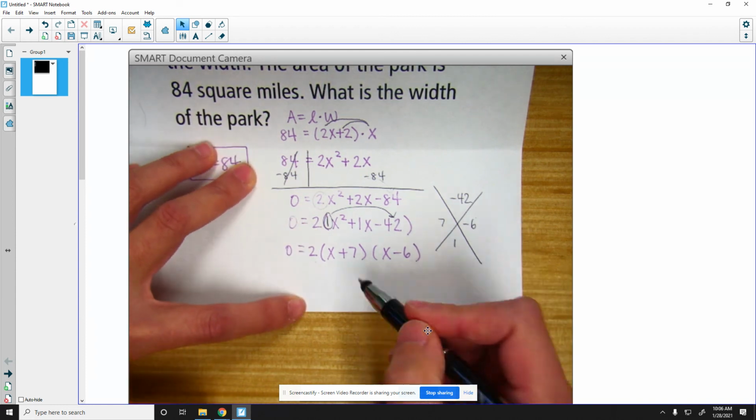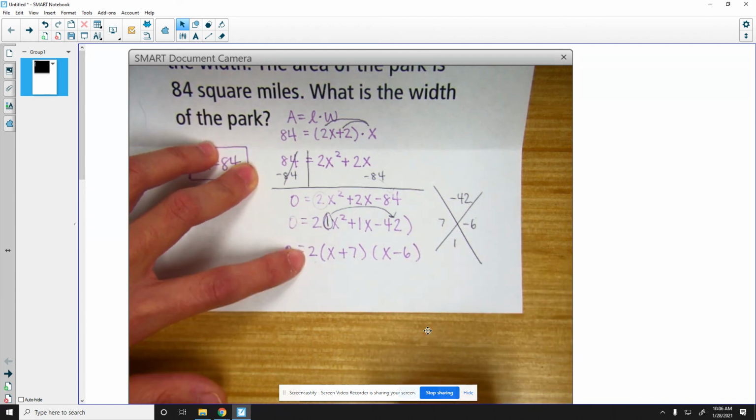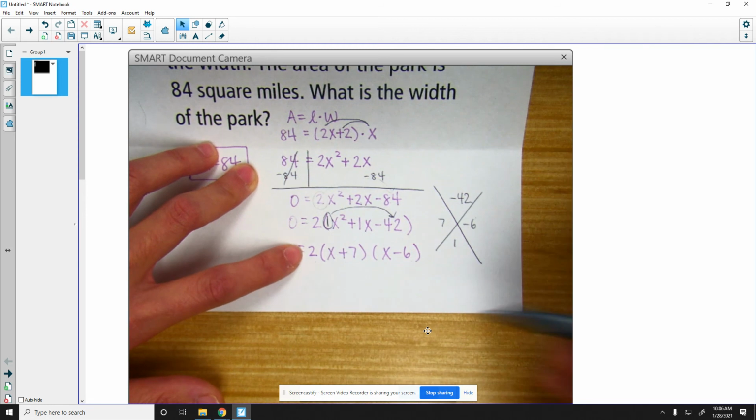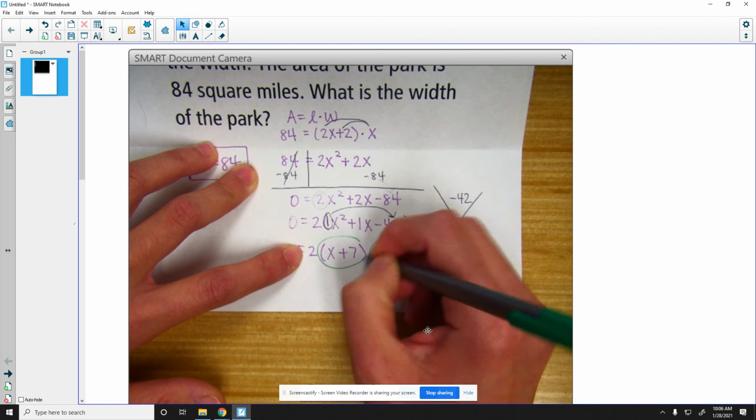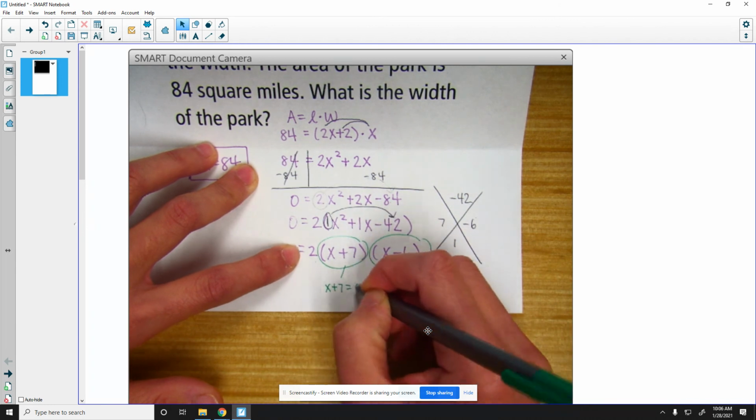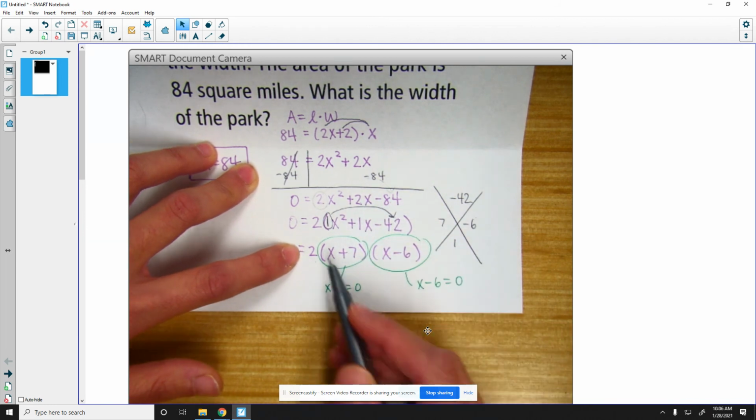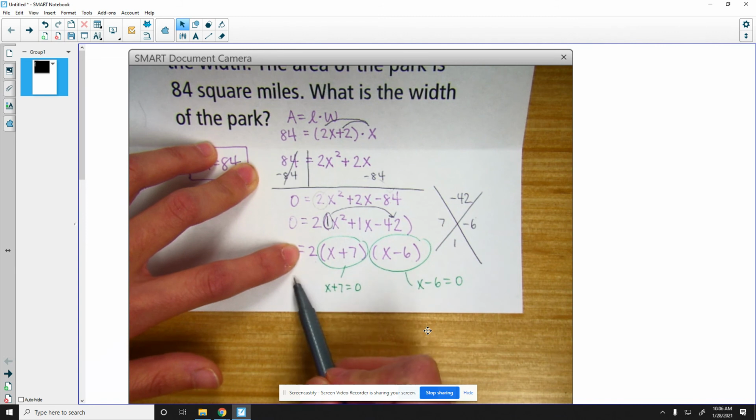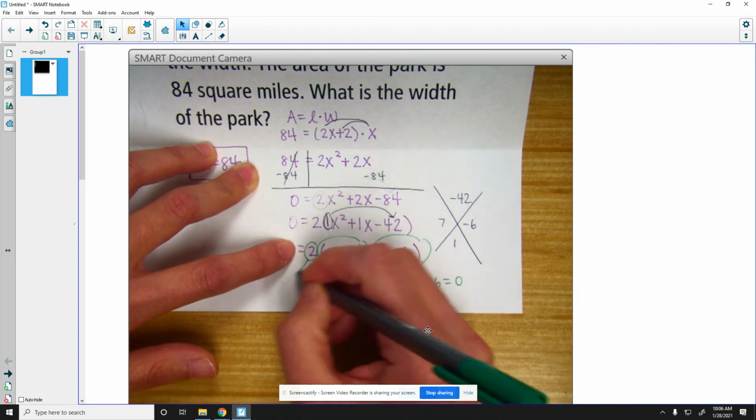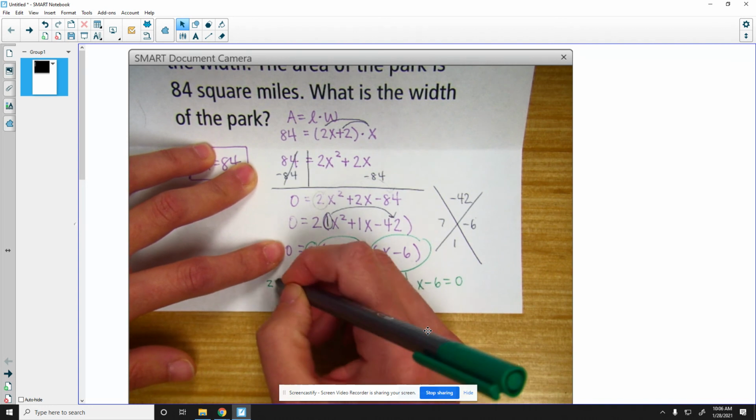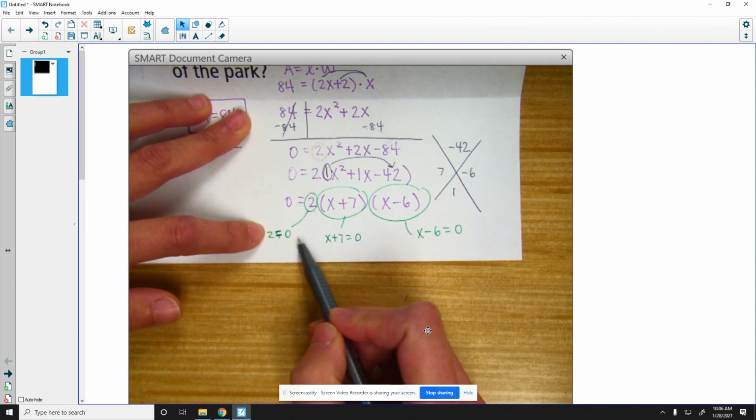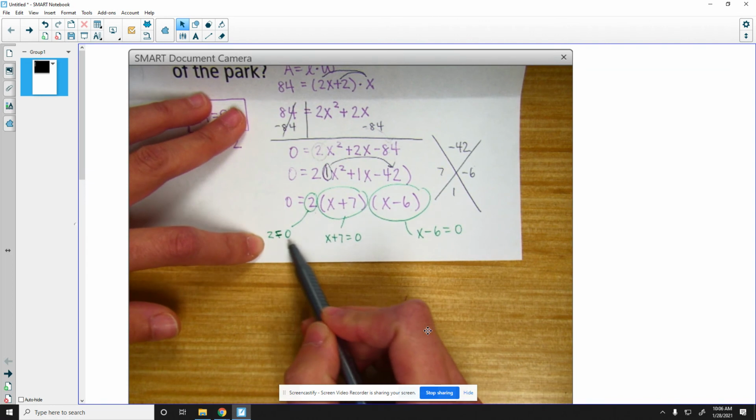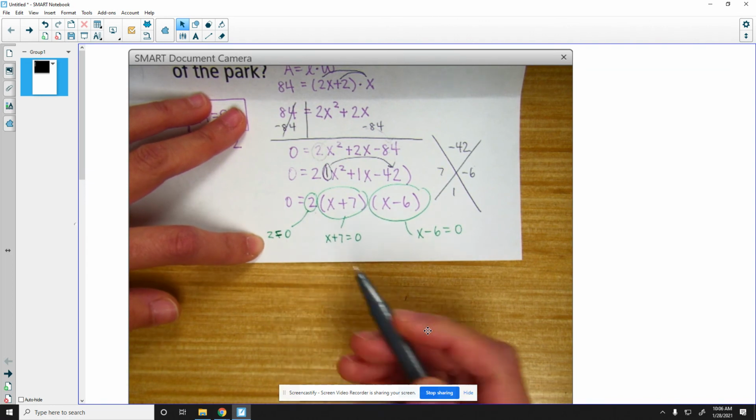Okay, so now let's solve. Solve for x. So remember that means setting everything equal to 0. So take this, set it equal to 0. Take this, set it equal to 0. Should I take the 2 and set it equal to 0? No. Remember how I said last week when Mr. Elkin was here, there's no x on the outside. If I take a 2 and set it equal to 0, I'd be writing 2 equals 0. That doesn't make sense.